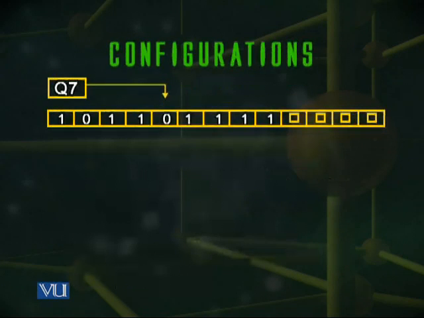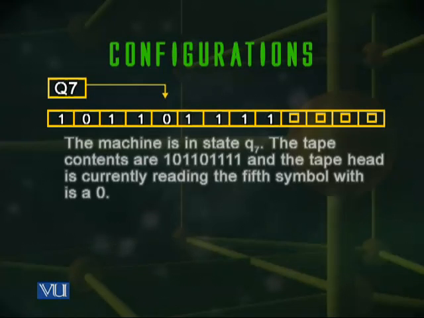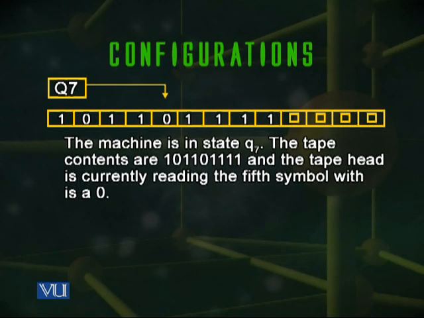Let us look at the following picture. This picture shows a Turing machine which is in the middle of its computation. The machine is in the state Q7 and the tape contents are 101, 101, 111. And the tape head is currently reading the fifth symbol, which is a 0. What I have described to you is a configuration of this Turing machine.